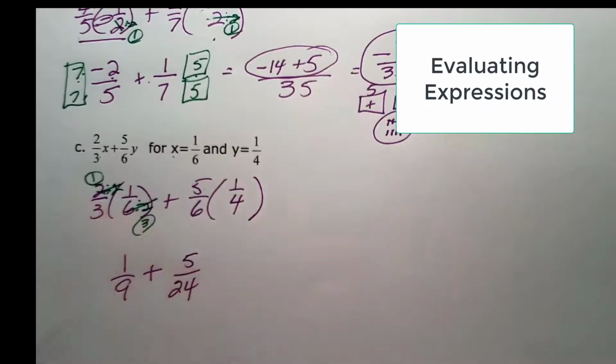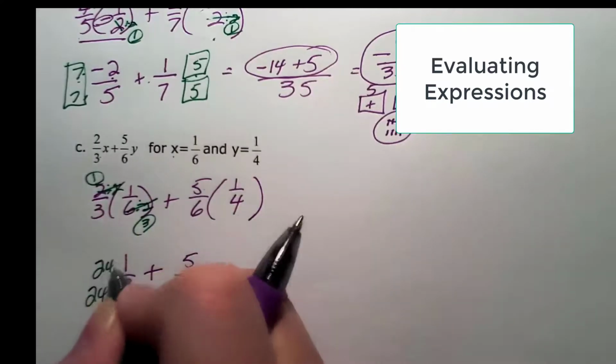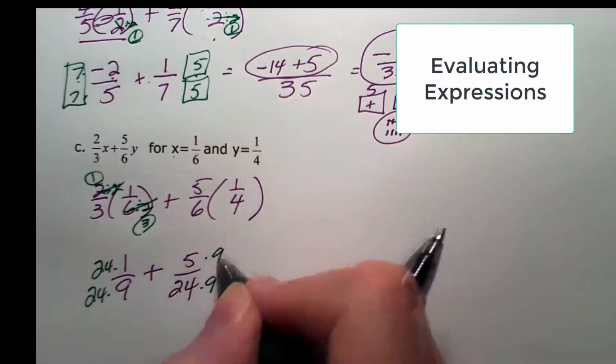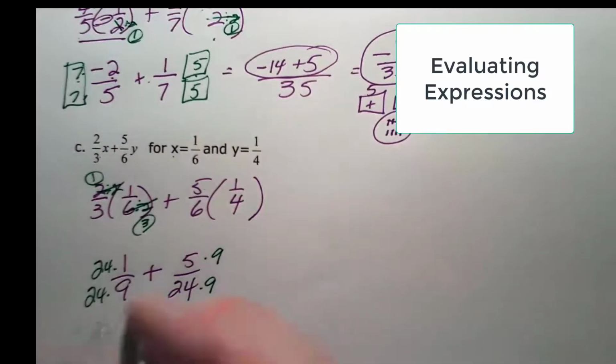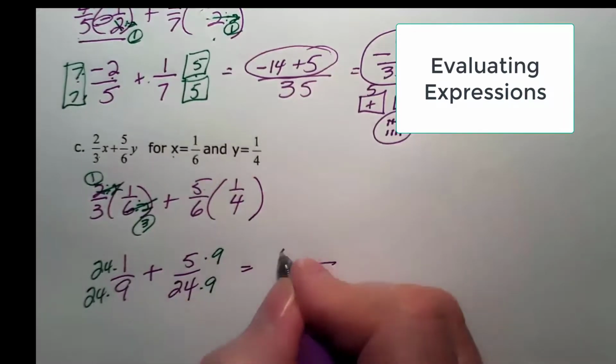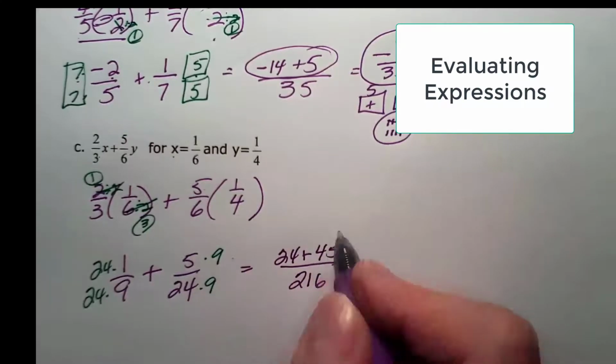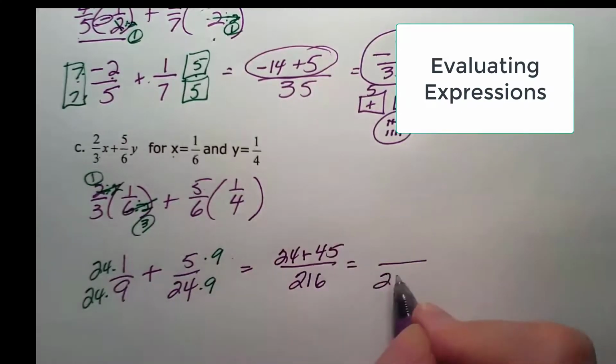Now, to get a common denominator, I can multiply this times 24. This times 9. And I get 24 times 9, which is 216. 24 times 1 is 24. Plus 5 times 9 is 45. So the denominator is 216.